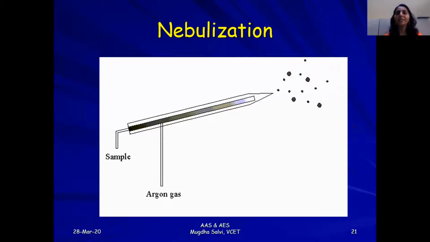Now this is what happens in nebulization. Your sample is introduced. You have a gas, say something like argon, and it is being sprayed into a very fine mist, very fine particles. This nebulizer basically is nothing but an atomizer, which is introducing the sample into the flame as a fine mist.